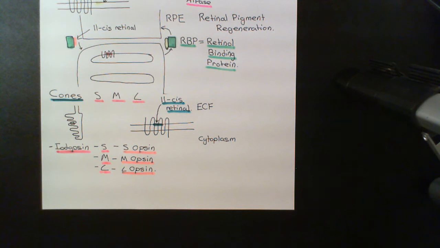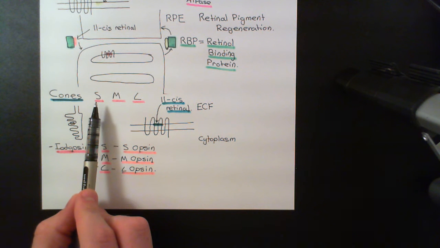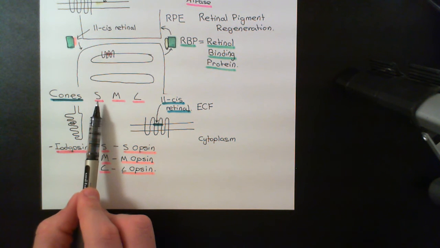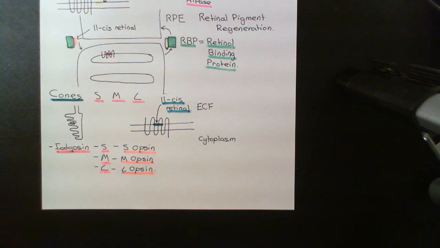Okay, so just to absolutely nail this point at home, if I wanted to make an S-iodopsin receptor, which would be the type of light receptor that I'd have in S cones, I would make lots of S-opsin proteins and bind to them 11-cis retinal molecules, and then I'd end up with lots of S-iodopsins. I'd insert those into the membranes of my cone, and I'd end up with an S cone.